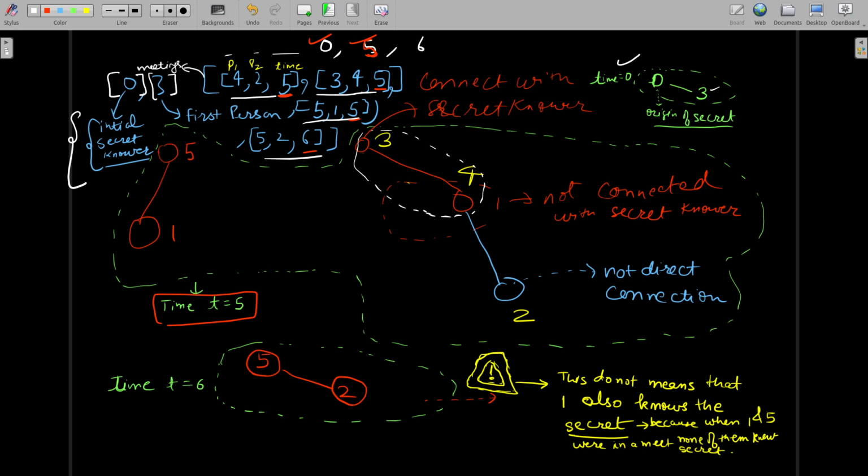Okay, so this is a meeting, and this is this meeting, and then there will be a meeting between 4 and 2 also. These two will be having a meeting at the same time. So you know, 4 is present at the same time in two meetings here. Then there will also be a meeting happening between 5 and 1, at the same time t is equal to 5. All of these meetings will be happening. So these are different meetings.